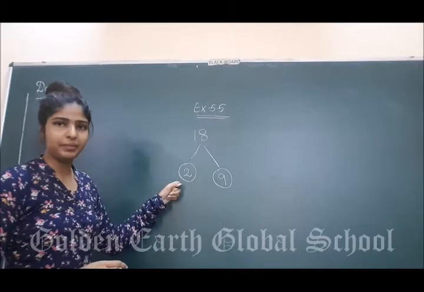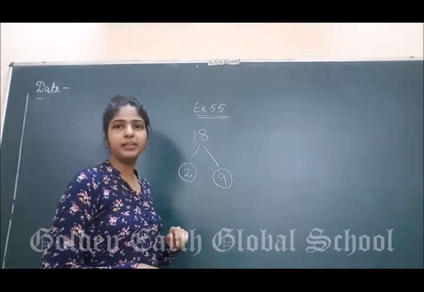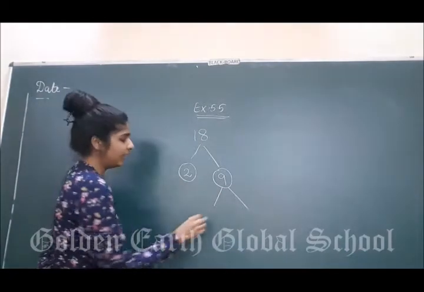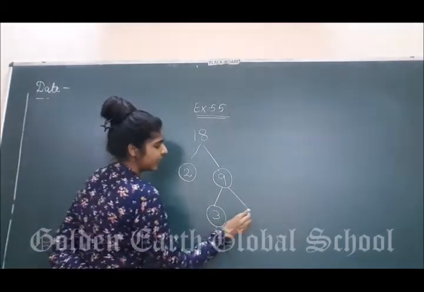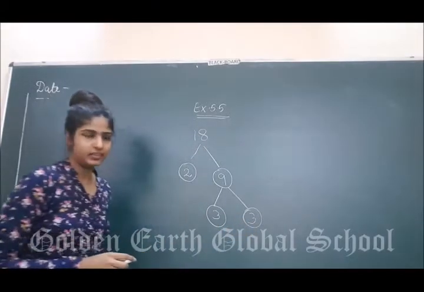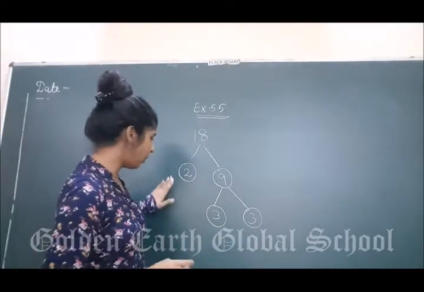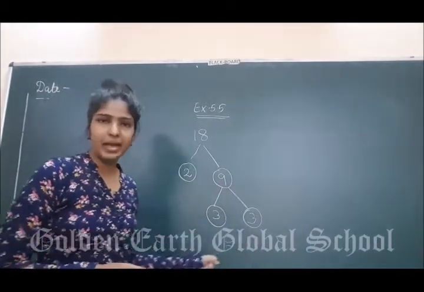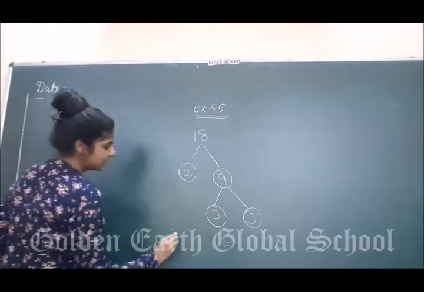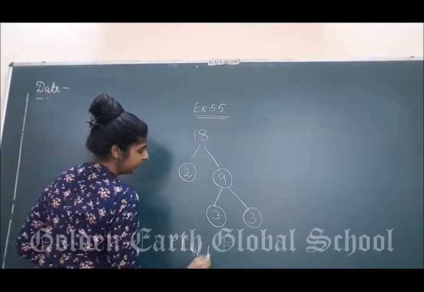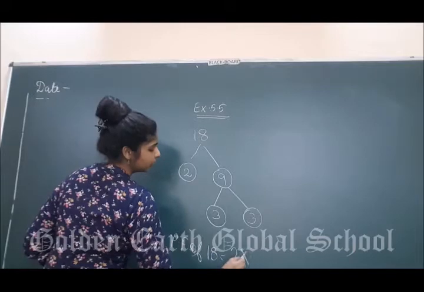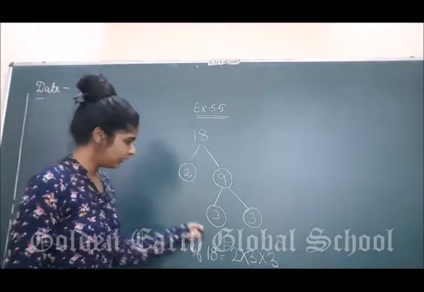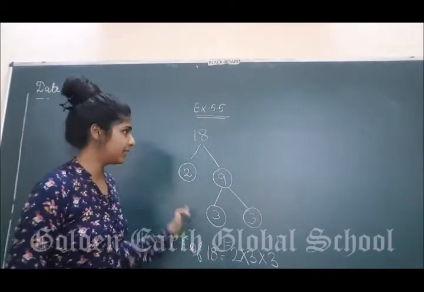Now 2 is prime number, leave it. 9 is prime number? No. So we again factorize it. 9 किसके टेबल पे आता है? 3 के टेबल पे. 3 3s are 9. Now these numbers, the bottom line numbers that are 2, 3 and 3. These all are prime numbers. So prime factorization of 18 is 2 multiply 3 multiply 3. You only have to write the below numbers or the baseline numbers.